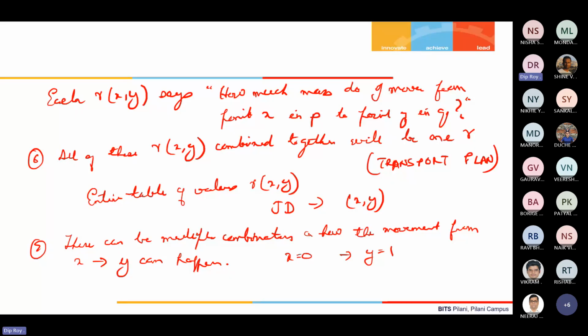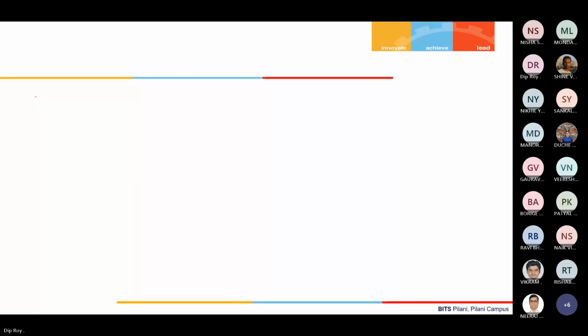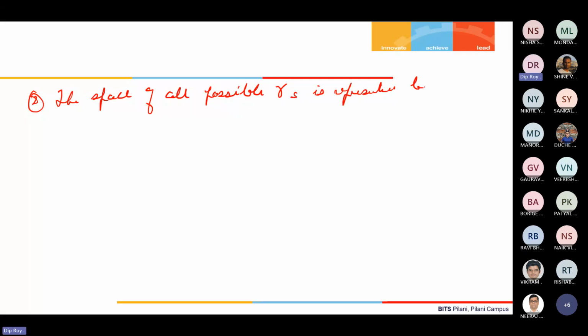So there are different plans, and hence we need the joint distribution. Okay. So now the space of all possible rhos is represented by pi P Q. This represents all the joint distributions of X and Y.